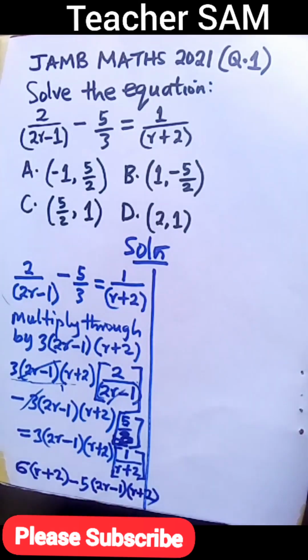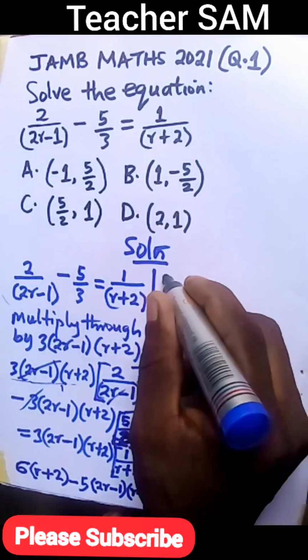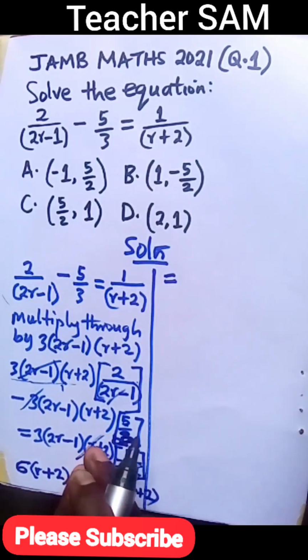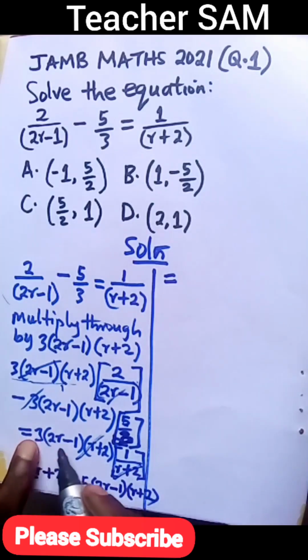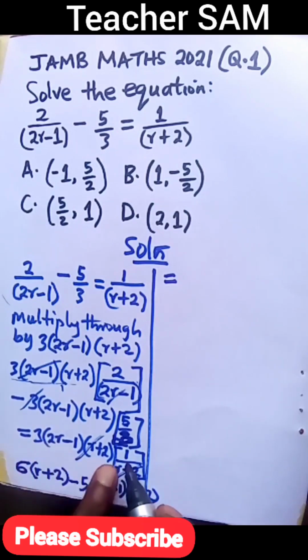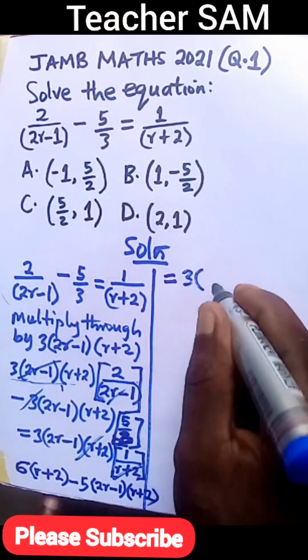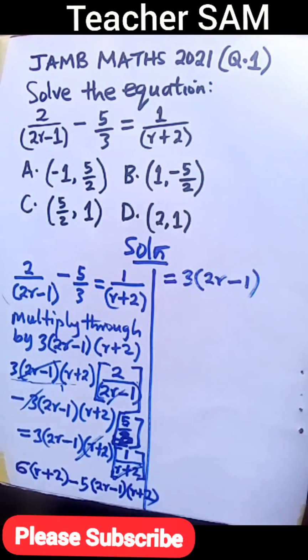Now let me continue this on the next page. This whole thing equals the next one, so let's go to the next row. Here this cancels this, and we are left with 3 into this bracket times 1. So we have just 3 into 2r minus 1. That is what we have left there.